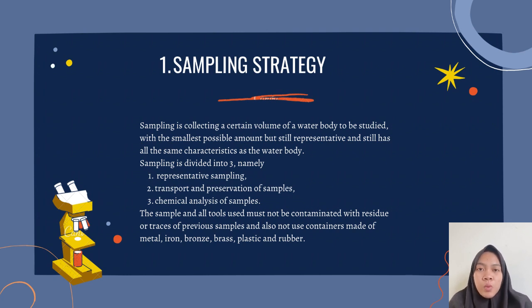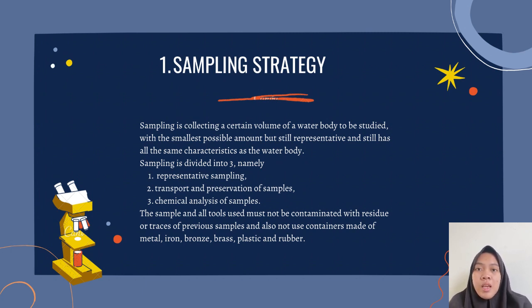One common way of preserving samples is the cold atmosphere. Samples are transported in an isothermic box containing ordinary ice or dry ice, CO2, and then stored in the refrigerator or freezer.